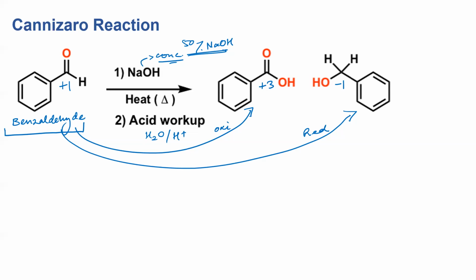Generally, what happens? Two different molecules: one molecule gets oxidized, the other gets reduced, right? In this case, we have one molecule and it is getting oxidized and also getting reduced. It is an example of a disproportionation reaction. Do you remember this word? Disproportionation. Yes, sir. This is an example of a disproportionation reaction.